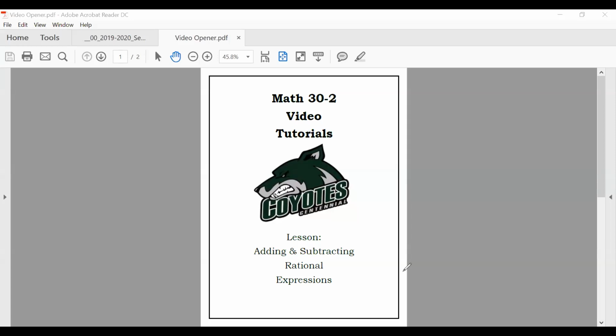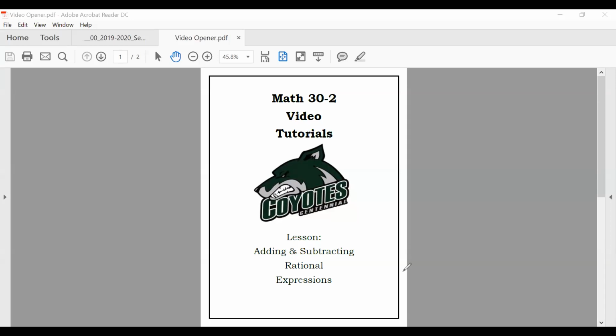Hey everybody, welcome to the next lesson in rational expressions. This time we're going to do adding and subtracting rational expressions. Last lesson was multiplying and dividing. Adding and subtracting is going to be a little bit more difficult.